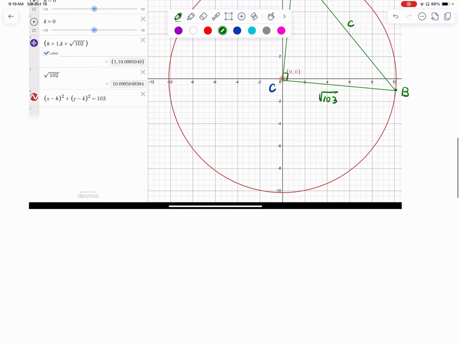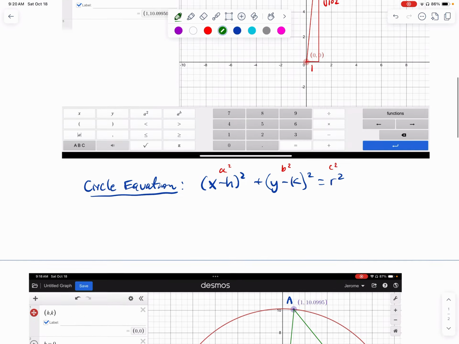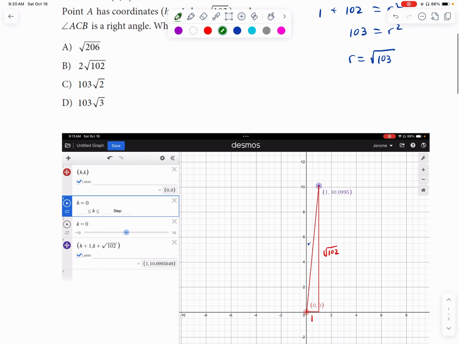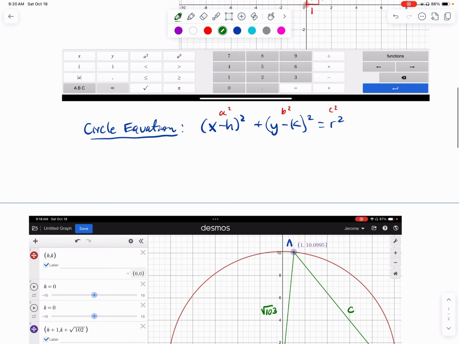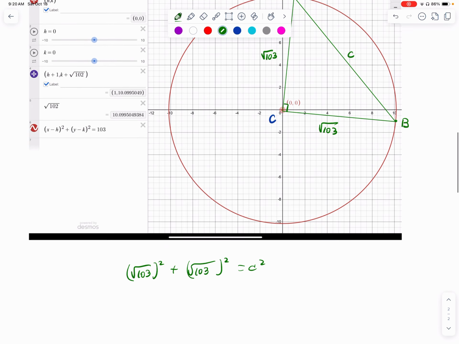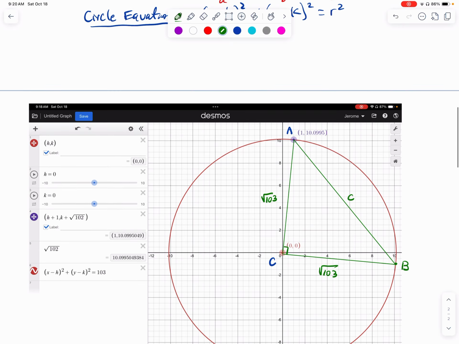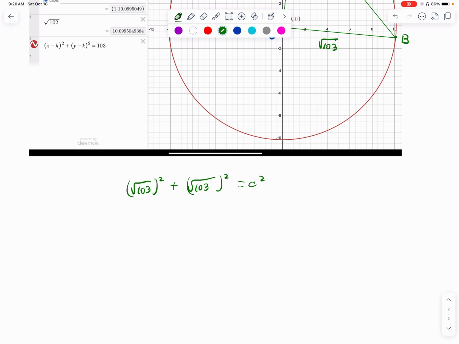Okay, so putting these things into the Pythagorean theorem this time, I got the square root of 103 squared plus the square root of 103 squared is equal to c squared. I don't know if this is related to why a quarter of people chose answer choice B. I've got square roots of 103 in here, but some people thought it was 2 times the square root of 102. No, that is not the case.